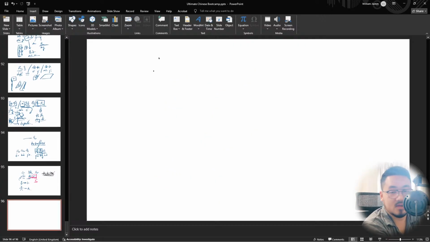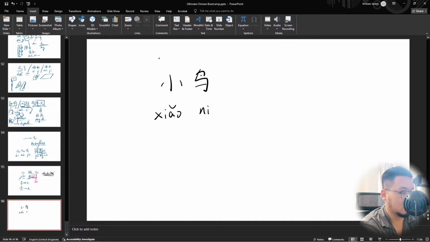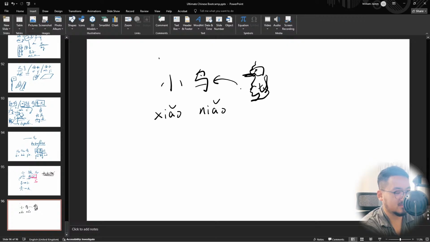So, for example, we can say 小鸟. 小 is small, 鸟 is bird. Look at that, it's kind of like a bird, right? So 小鸟, small bird. 鸟 is like a bird. But you can also say 小鸟儿.